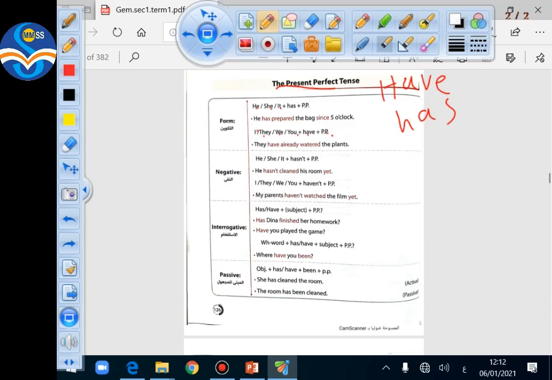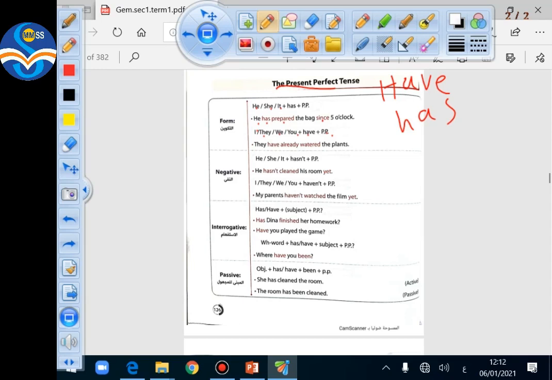He has prepared the bag since 5 o'clock. So this is a sentence in the form of the present perfect. He, then we've put has, then we've put PP, which is prepared, then we've continued the sentence, the bag since 5 o'clock.